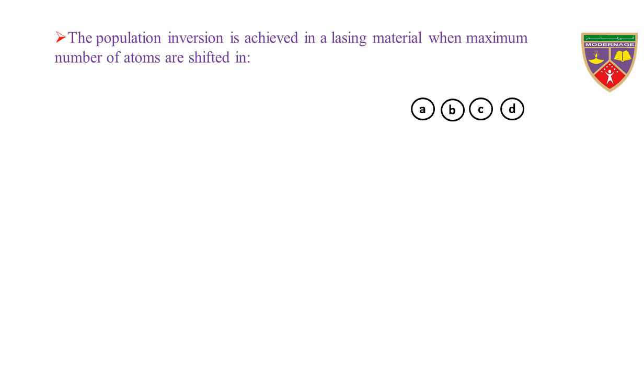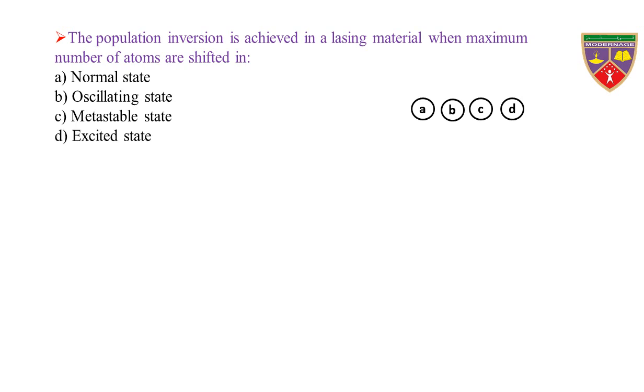Population inversion is achieved in a lasing material when the maximum number of atoms are shifted in: option A, normal state; option B, oscillating state; option C, metastable state; option D, excited state. The key is metastable state. Therefore, the correct option is C.